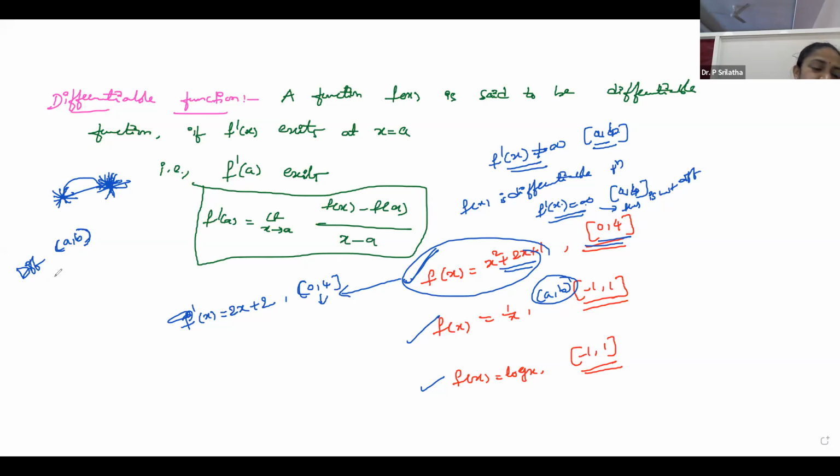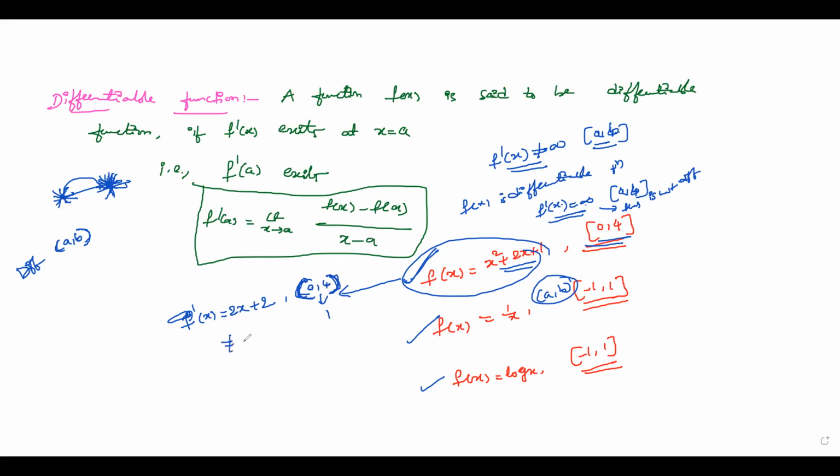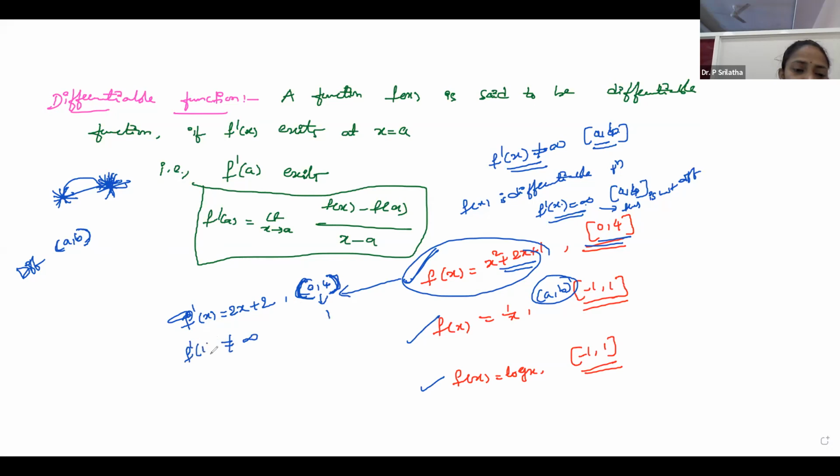Okay, so that is the differentiation method. Here we need to check the differentiation in the open interval a comma b, which means here we have 0, 4, right? So let us take one value in between these two. If I take f dash of 1, that is not equal to infinity. So that's why the function f of x is differentiable.